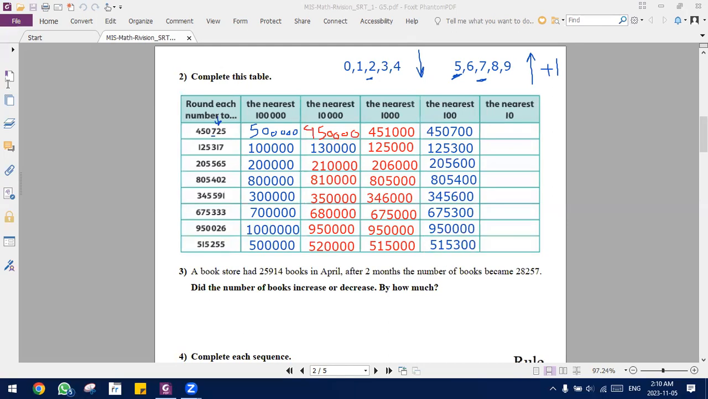Now, last column, round to the nearest 10. We underline the 10, the place value of 10. Then we check the units. 5. Is 5 round up or down? It's round up, so we add 1. So 725 will be 730. Next one, 317 will be 320.